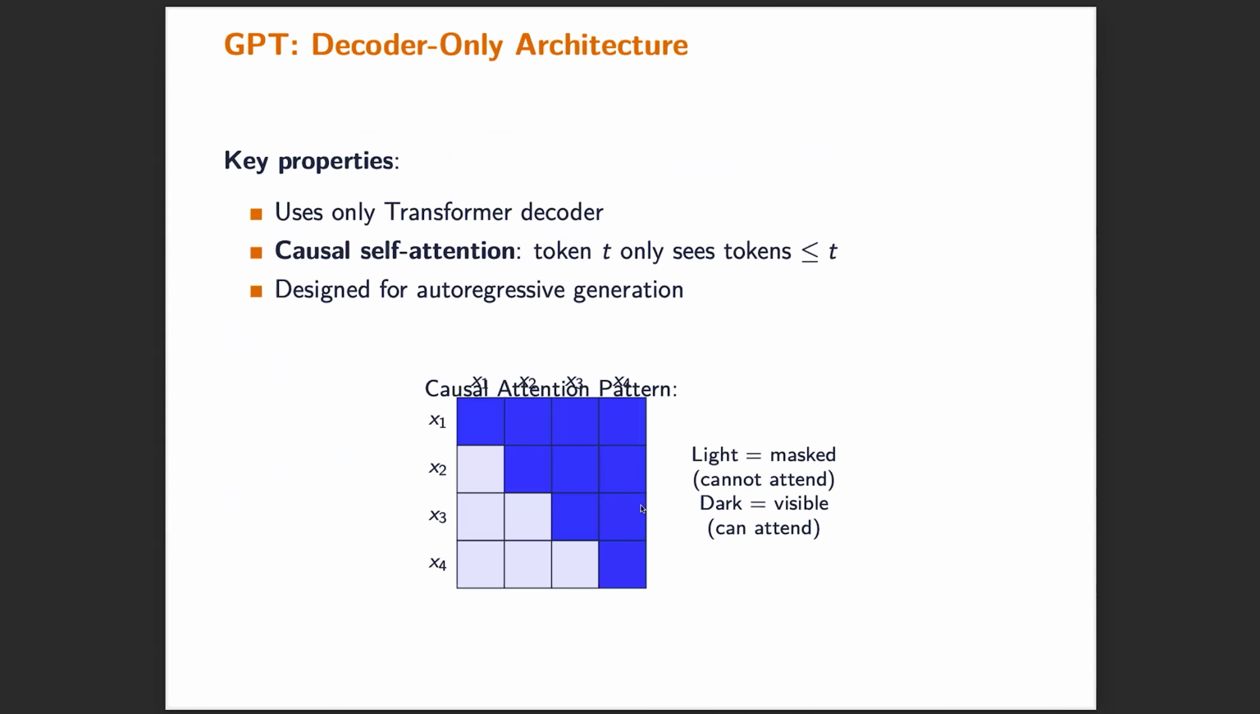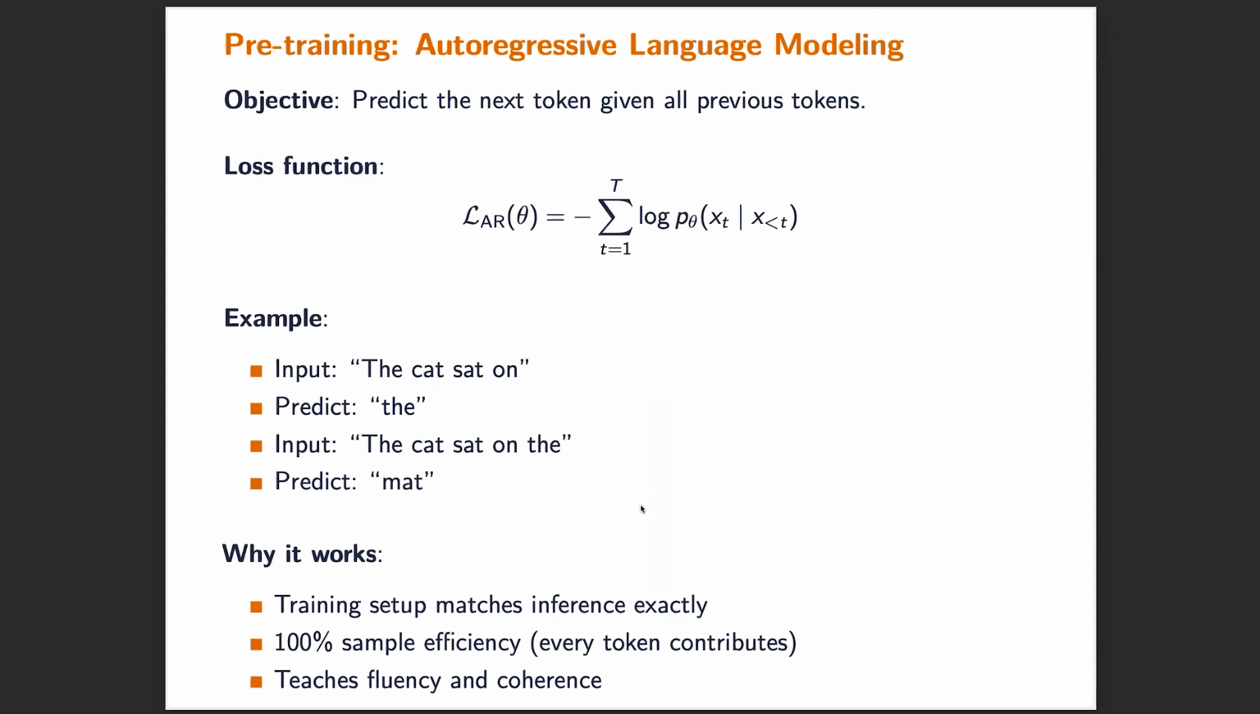Now let's look at the decoder-only architectures like GPT, where they only use the decoder module, and they use this causal self-attention mask, because a token at position t only sees the previous tokens. Like I said, they are designed for these autoregressive generation tasks. The training is kind of simple because we only predict the next token given all the previous history. And this training is basically exactly the same as the inference, so there's not really a mismatch.